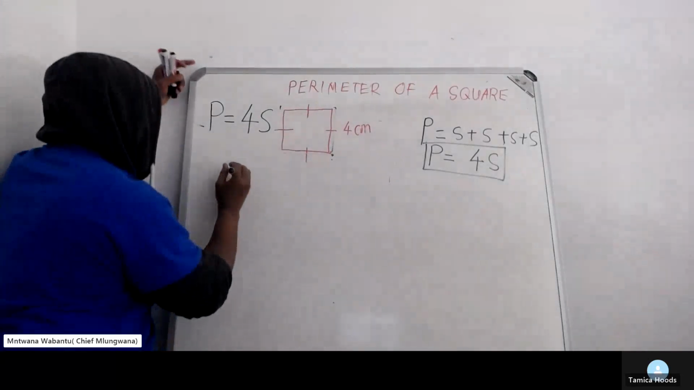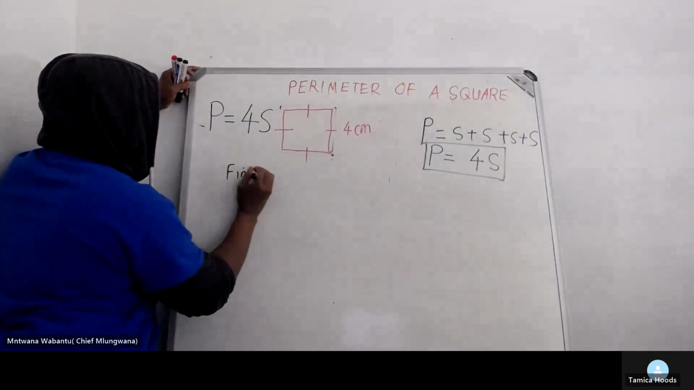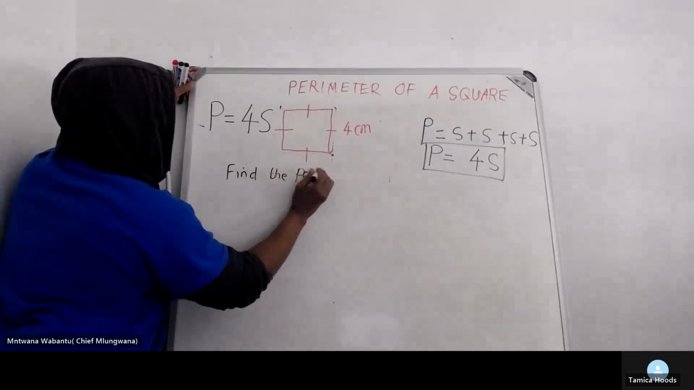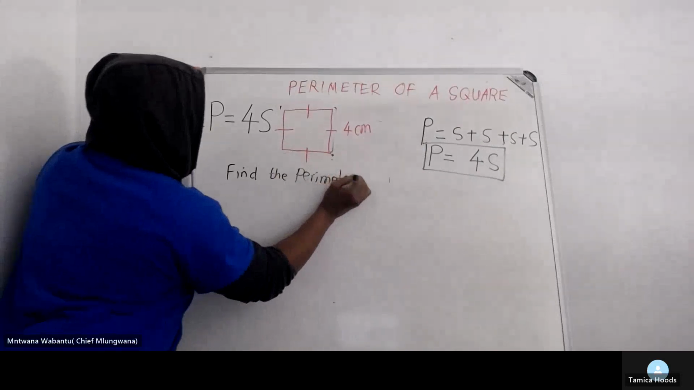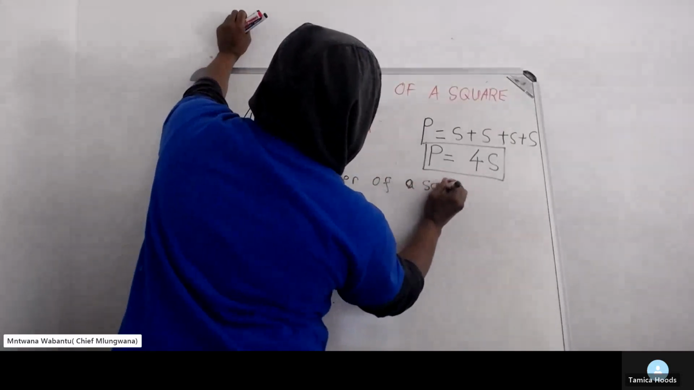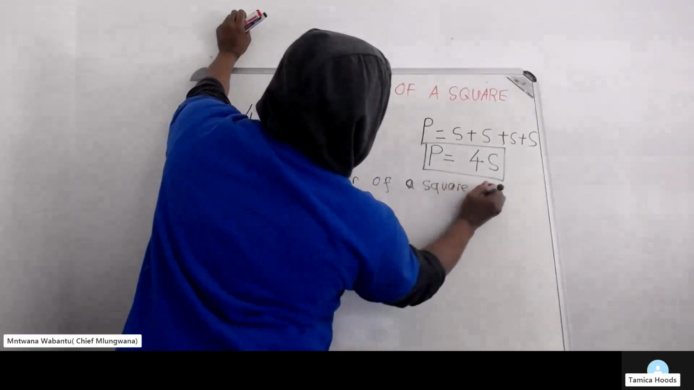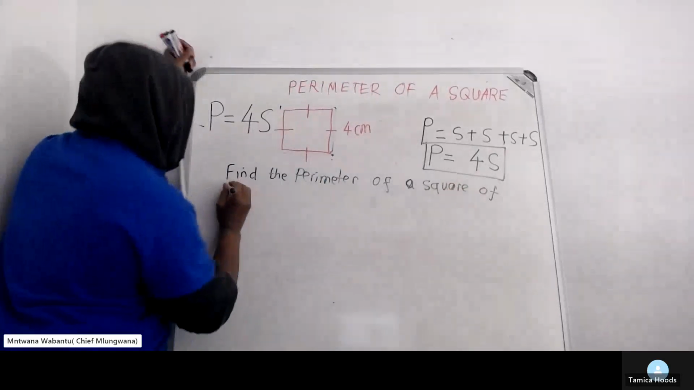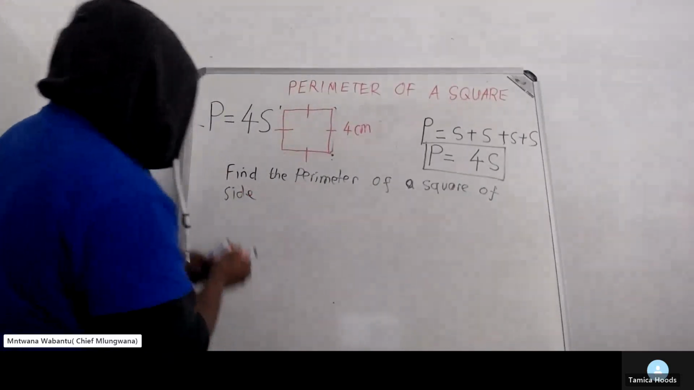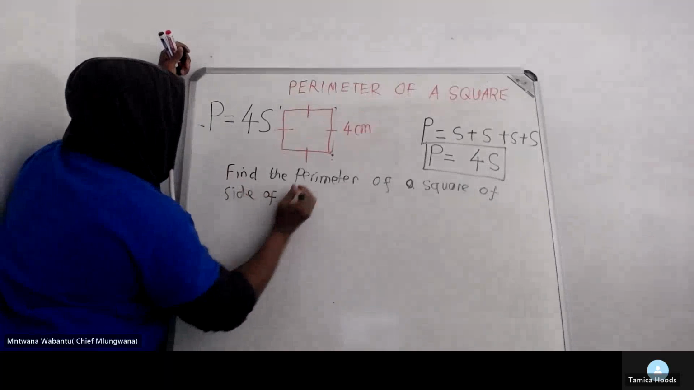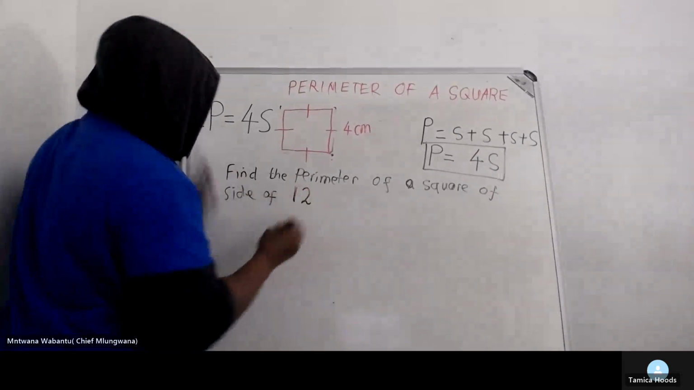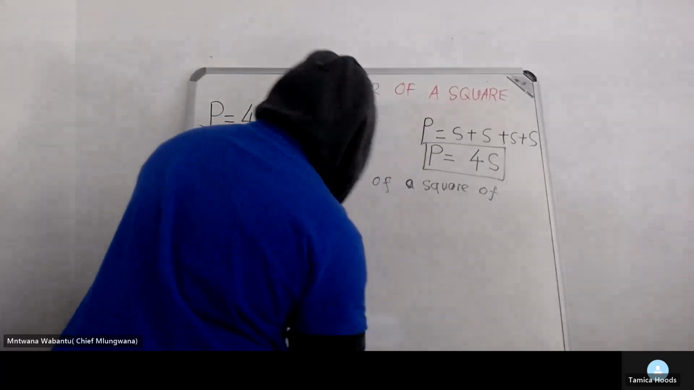Example. Find the perimeter of a square of side of 12 centimeters.